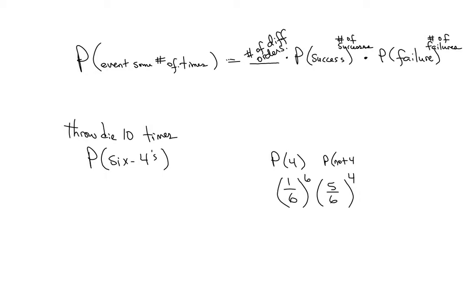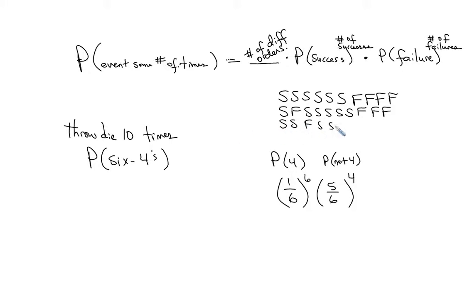The question is, how many different orders can we put it in? In other words, success, success, success, success, success, success, failure, failure, failure, failure. That's one order, right? But what about success, failure, S, S, S, S, S, F, F, F? That's a different outcome, isn't it? There's all kinds of different orders that the successes, the 4s and the non-4s, can come in. What about S, S, F, S, S, S, S, F, F, F? That's another one, right? So order matters here, right?